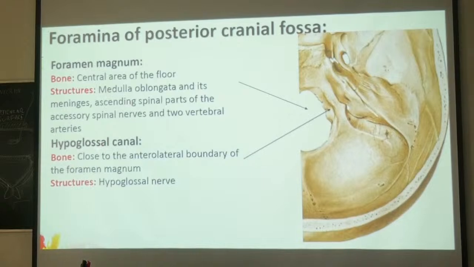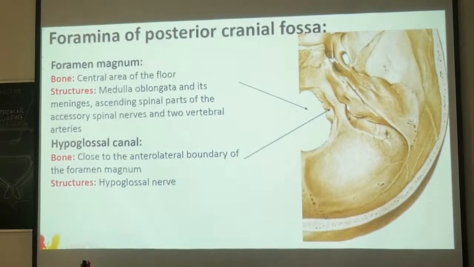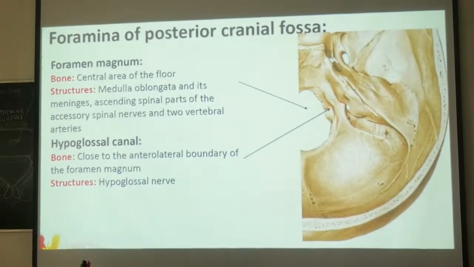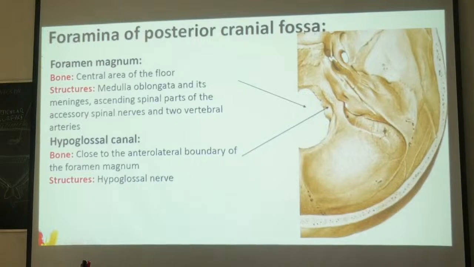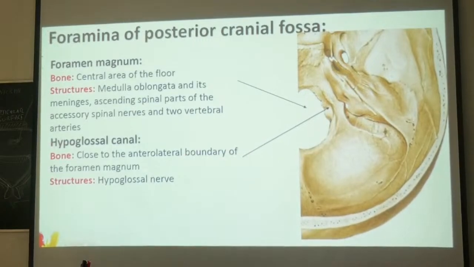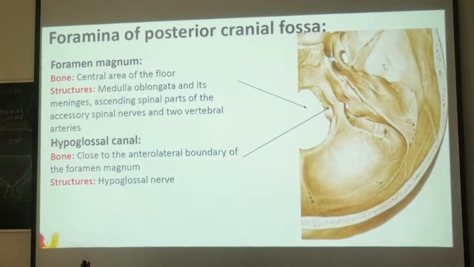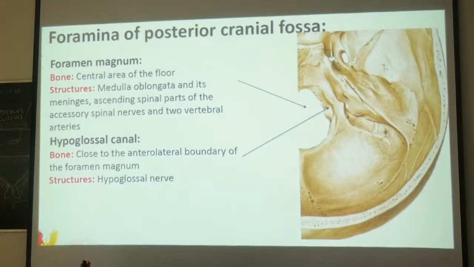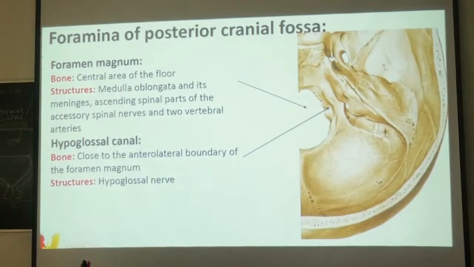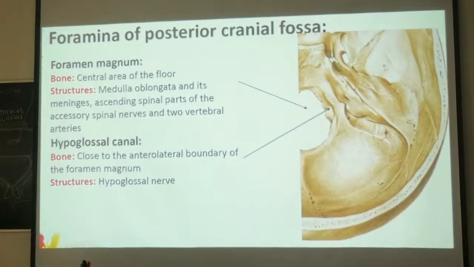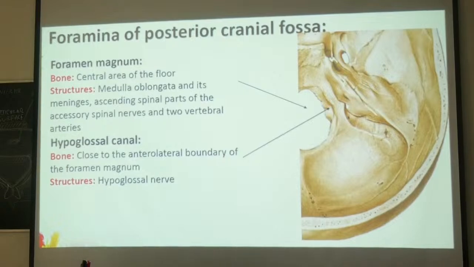Then there is the hypoglossal canal here. Just above the condyle there will be the hypoglossal canal, close to the anterolateral boundary of the foramen magnum, and the structure passing through the hypoglossal canal is the hypoglossal nerve. Okay, understood.